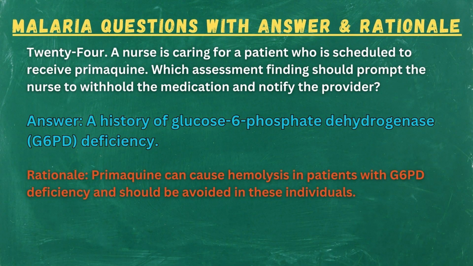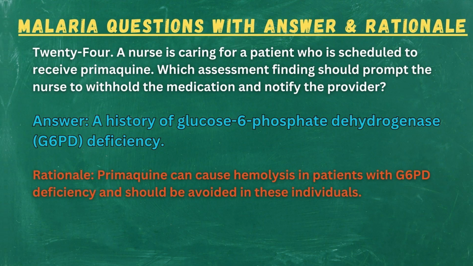24. A nurse is caring for a patient who is scheduled to receive primaquine. Which assessment finding should prompt the nurse to withhold the medication and notify the provider? Answer: a history of glucose-6-phosphate dehydrogenase (G6PD) deficiency. Rationale: primaquine can cause hemolysis in patients with G6PD deficiency and should be avoided in these individuals.